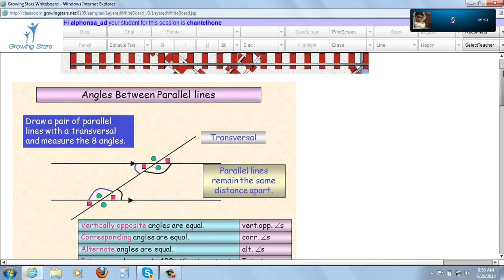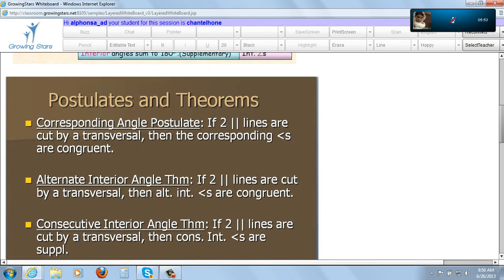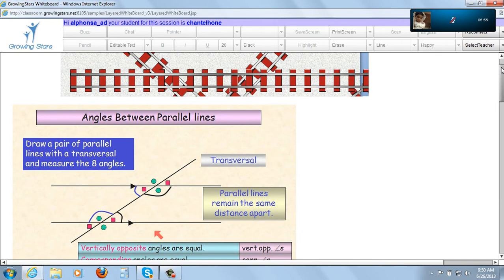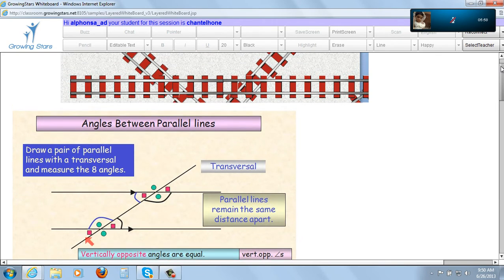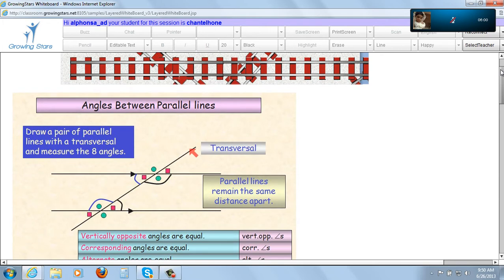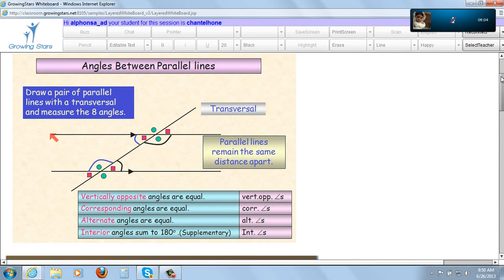Can you see the figure? Angles between two parallel lines and one transversal. This line is known as the transversal, and these two lines are the parallel lines. Can you see this pair, green color? What kind of angles are they? Vertically opposite angles. And already we know that vertically opposite angles are equal.